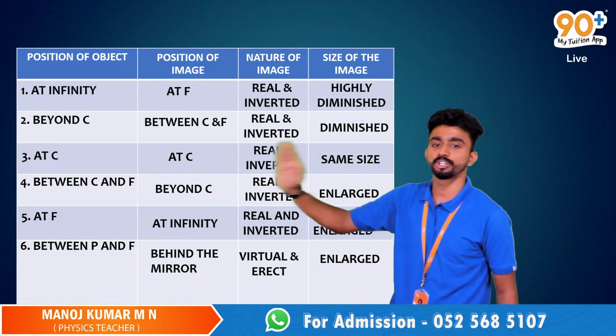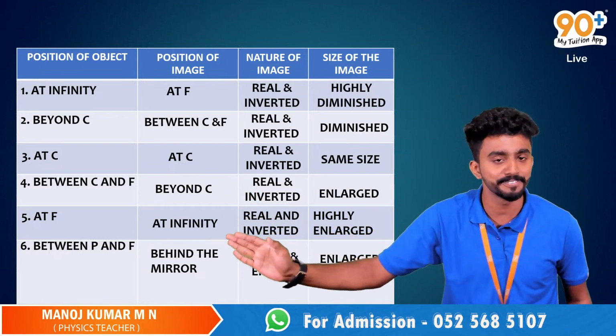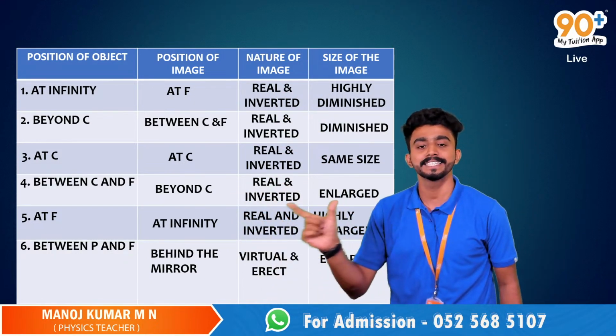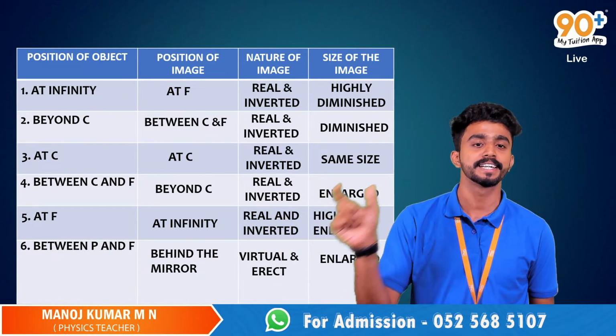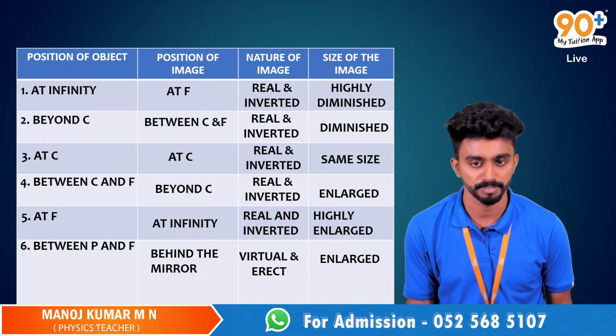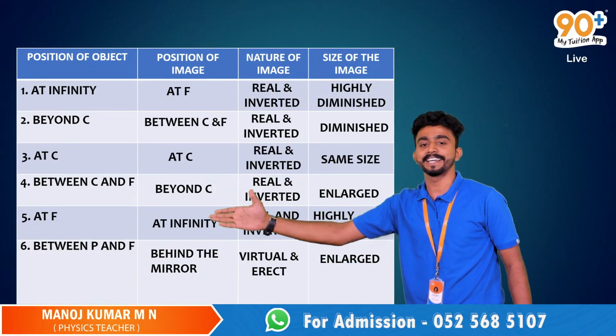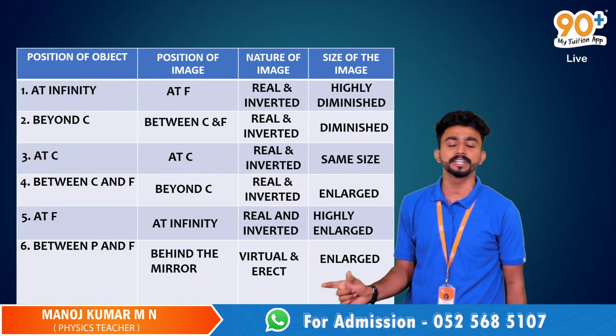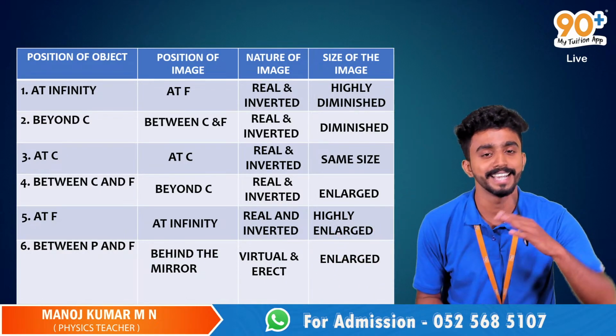And with respect to the position of the object between C and F, we'll get the position of the image beyond C and nature as real and inverted and size as enlarged. If we keep the object at F, we will get the image at infinity and the nature will be real and inverted and the size will be highly enlarged.